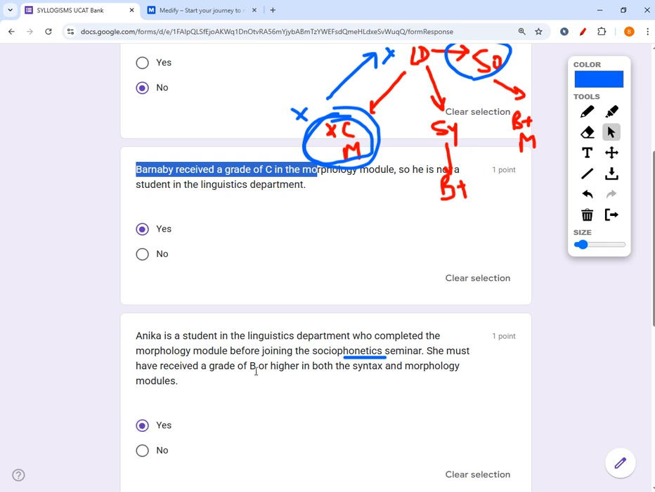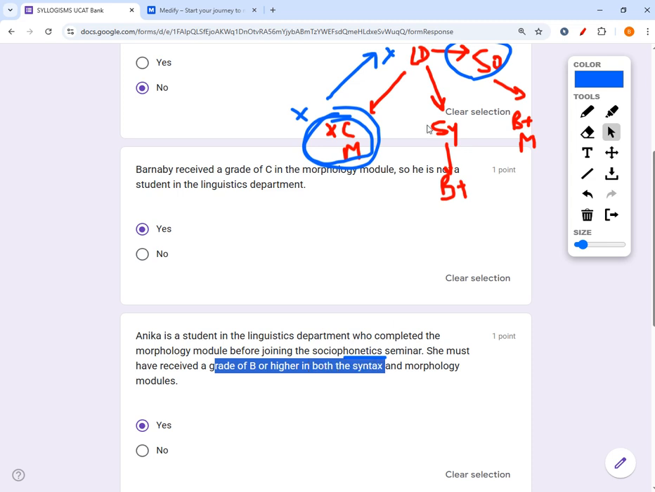It says she must have received a B or higher in syntax. Yes, everybody got B or higher in syntax. Now, what about morphology? If she is already in sociophonetics, she must have satisfied this condition. So we agree, yes. Moving on.